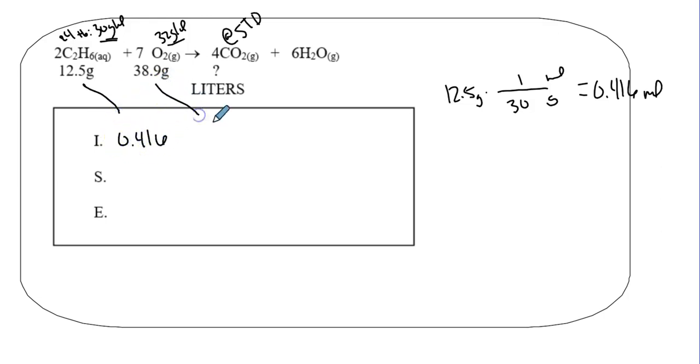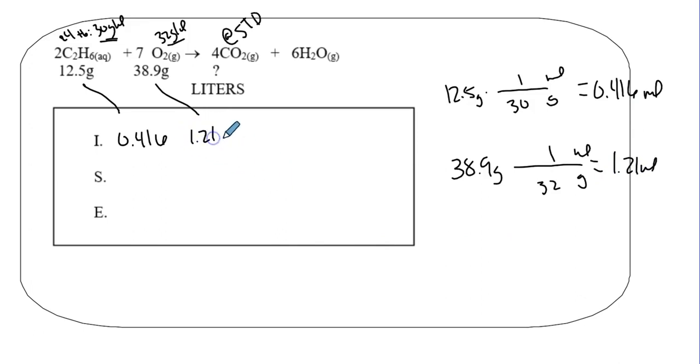0.416. Okay, well, the oxygen, we've got 38.9 grams to moles. 1 mole is 32. 38.9 divided by 32 is 1.21 moles. I had none of these, and I have none of that.